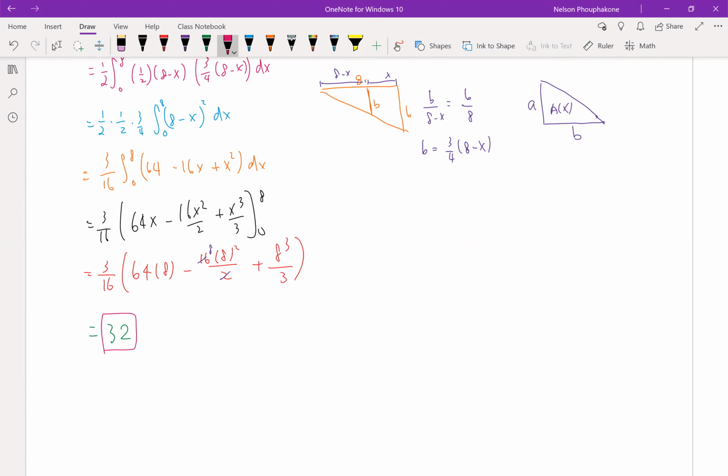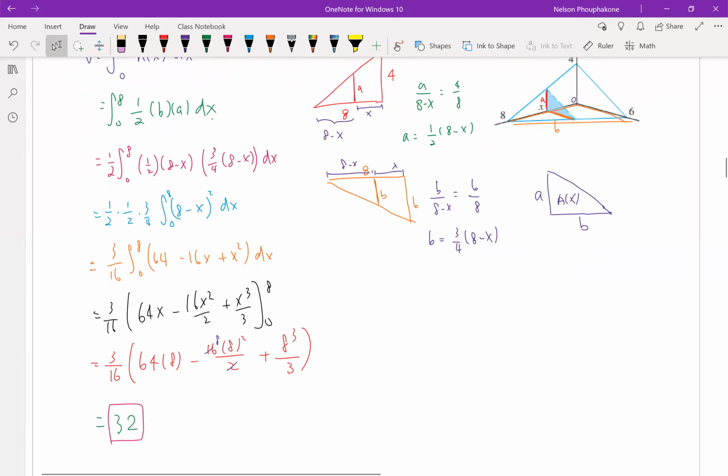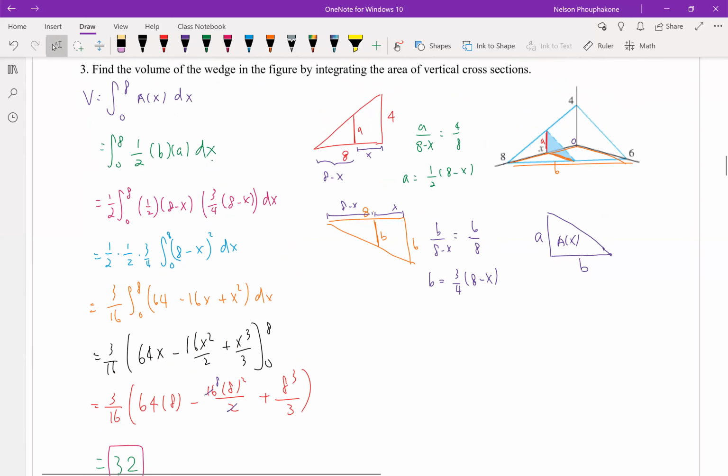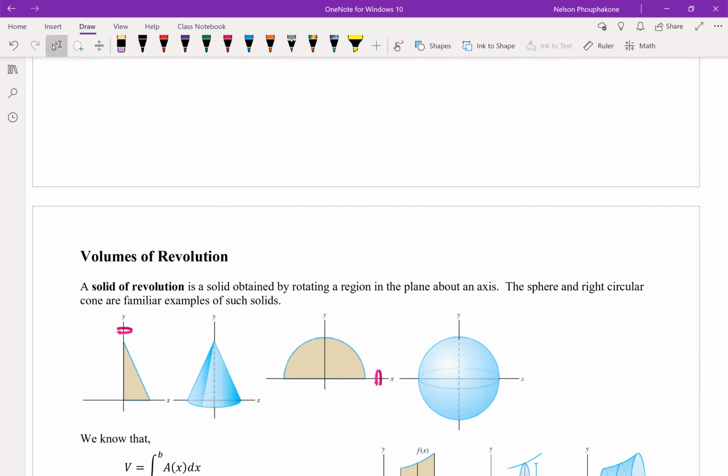Okay, so this is it, right? This is the idea about how we find the volume by slicing the cross-section area. The next section is 6.2b, which is talking about how we find the volume by rotating. This is something that I will talk about in the next video. Okay, bye-bye.